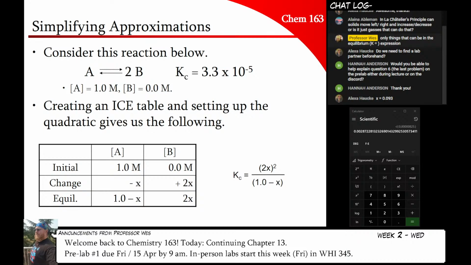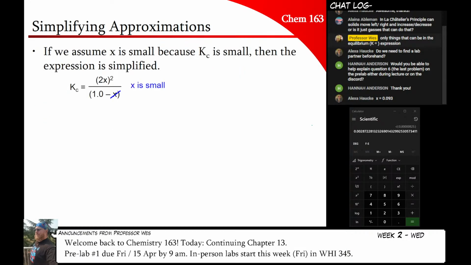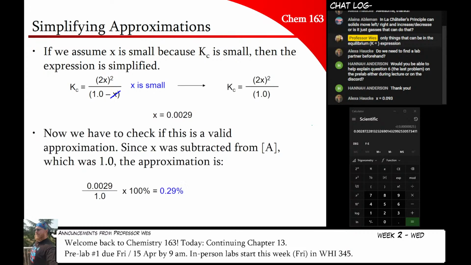So there's our ICE table. There's our x is small going away. Boo! Oh, it's supposed to go away. There it is. And that's what we solve for.